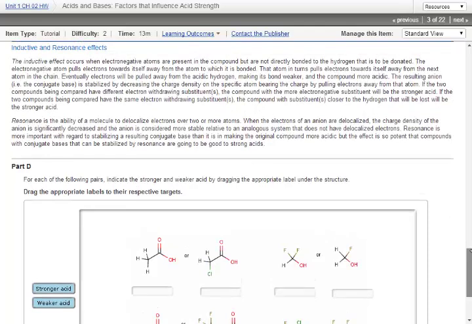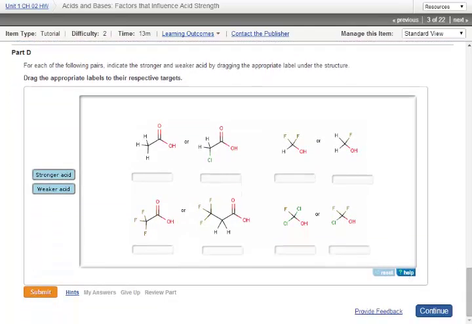Part D, we're looking at inductive and resonance effects. So what you need to consider in this particular problem is that the electronegative atom, so in this case we have an additional chlorine, is going to pull electrons towards itself. And when it pulls the electrons towards itself, it decreases the amount of charge that's on the conjugate base, and that stabilizes the base. Therefore, the more stable the base, the stronger the acid.